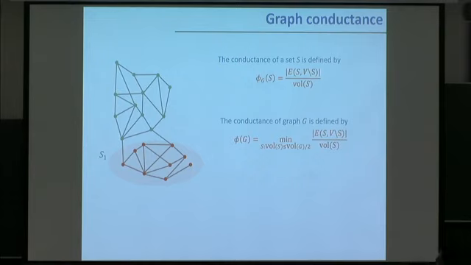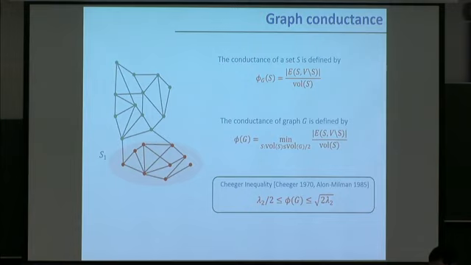This conductance of G captures the sparsest cut of graph G. In general, computing the conductance of graph G is NP-hard. However, the very famous Cheeger inequality states that the conductance of G, this phi G, can be approximated with respect to the second smallest eigenvalue of the normalized Laplace matrix.